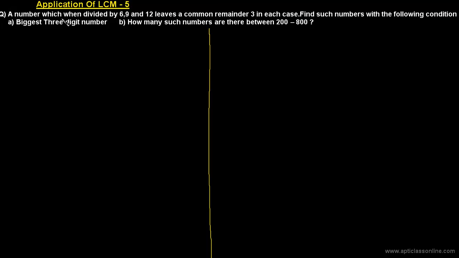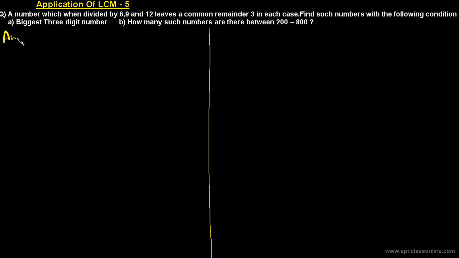The question is: a number which, when divided by 6, 9, and 12, leaves a common remainder 3 in each case. Find such numbers with the following condition: A, the biggest 3-digit number, and B, how many such numbers are there between 200 to 800. So in question number A, we have to find out the biggest 3-digit number which, when divided by 6, 9, and 12, leaves a common remainder 3 in each case.